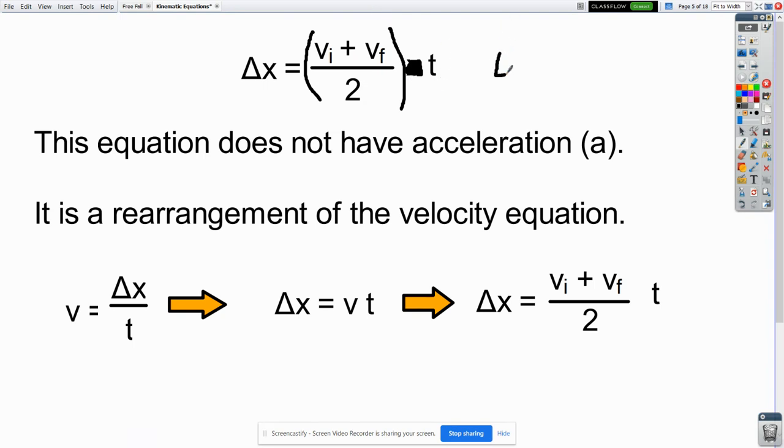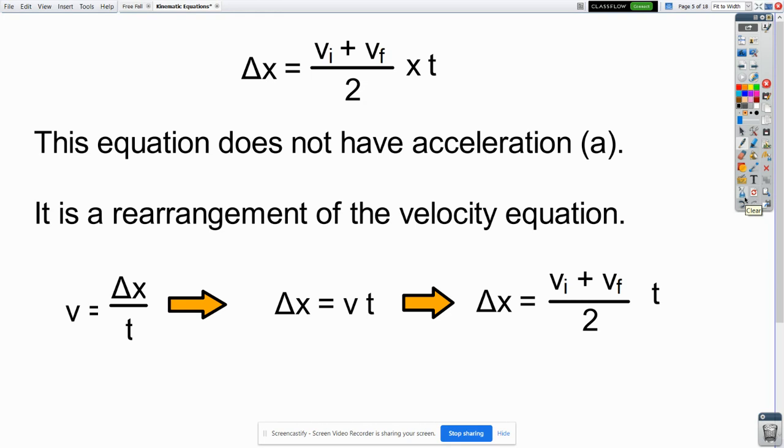Sometimes you'll see it written as delta x equals 1/2 Vi plus Vf times t. Again, just to get rid of that times sign and make it more linear, I would assume. But all three are the same thing. All three are the same equation. So whatever form you're given, you're given.